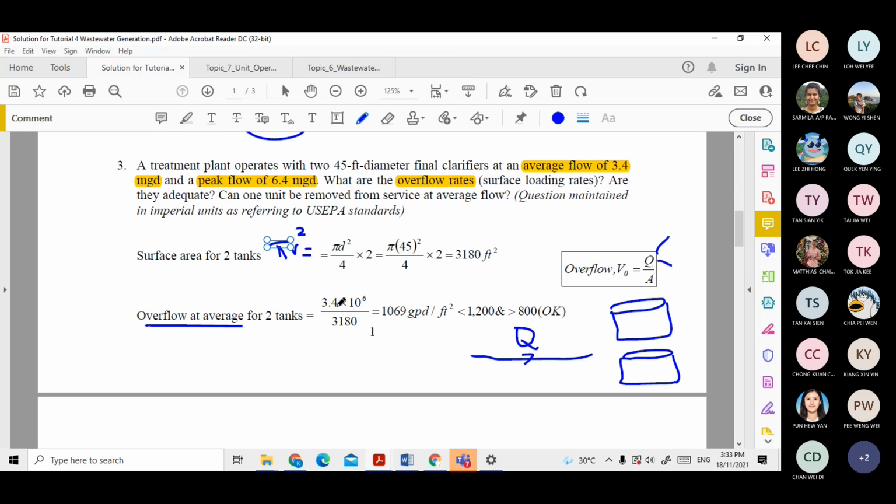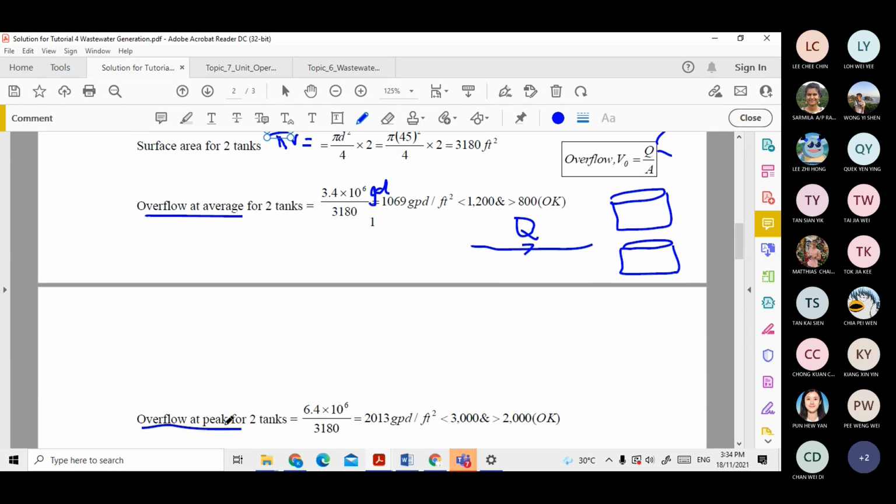Flow over surface area. So this is the average flow over this surface area. 3.4 million gallons, so million is 10 to the power of 6. This is already million gallons, so this is gallons per day, and this is the area in feet squared. So your overflow at average is 1,000 plus gallons per day per feet squared.